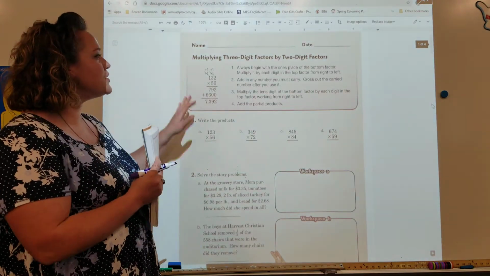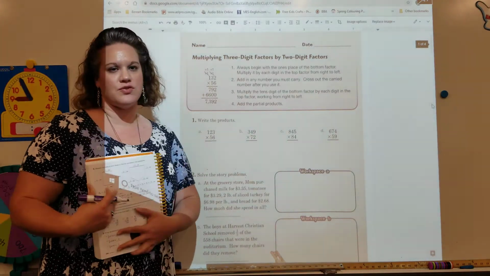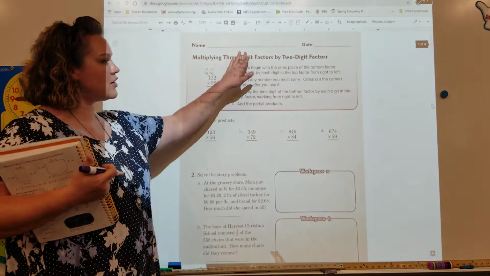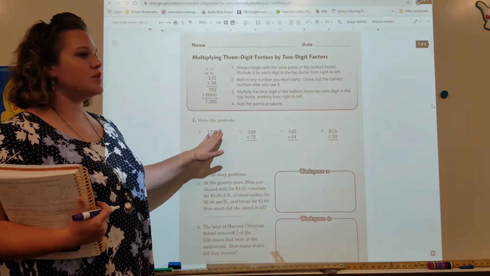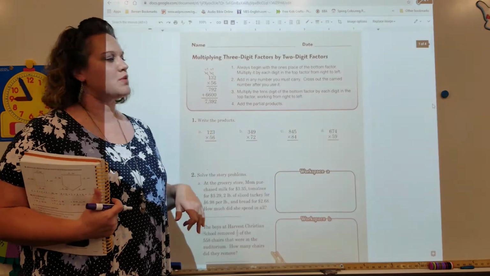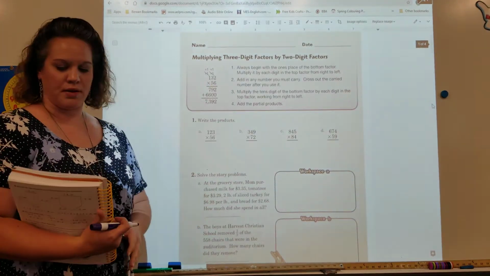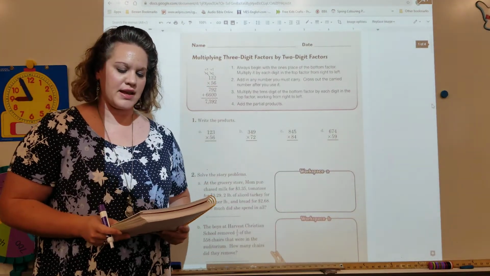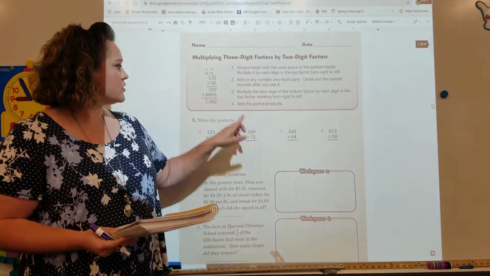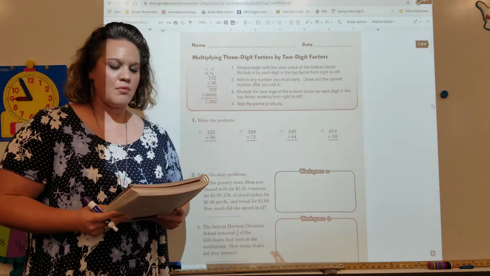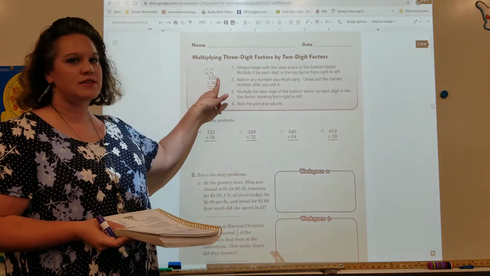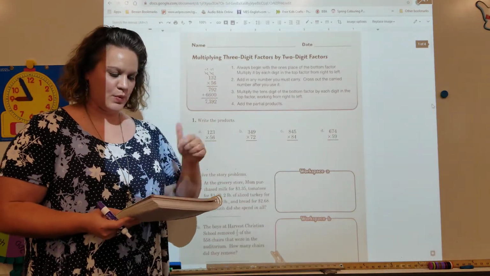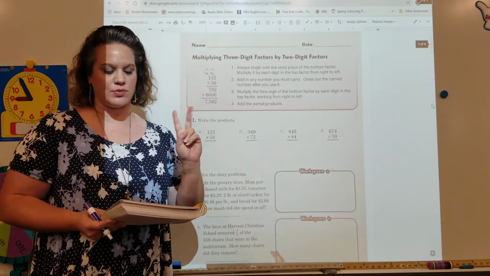Okay, let's look at multiplying 3-digit factors by 2-digit factors. Now we're going to read our directions, then we're going to look at our example, and then we're going to put the directions in our own words to make sure we've understood it. So number 1, always begin with the ones place of the bottom factor. I've got that one. Multiply it by each digit in the top factor from right to left. We can do that.